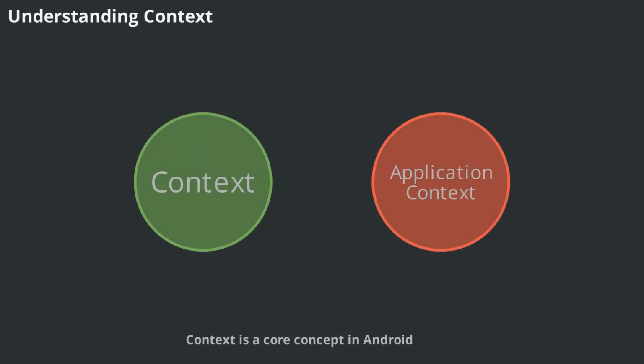Context is a core concept in Android. It refers to the current state of the application or object. There are different types: application context and activity context. Application context is tied to the lifecycle of the app, while activity context is tied to the lifecycle of an activity. Using the wrong context can lead to memory leaks or unexpected behavior. Interviewers often ask about context usage, so be ready to explain the differences and best practices.